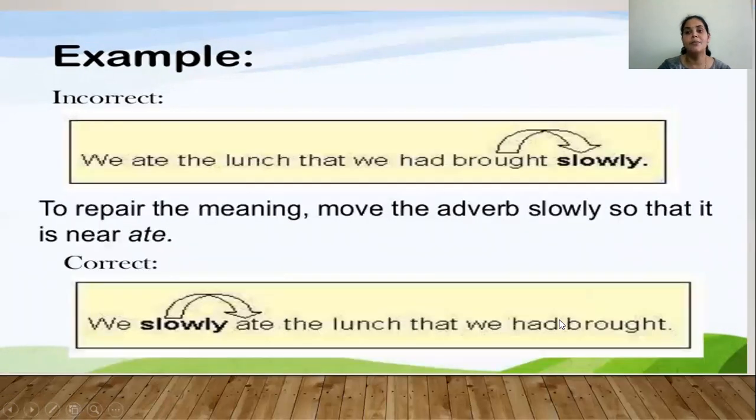The next example talks about the placement of adverbs. We ate the lunch that we had brought slowly. Now here, ate is nothing but the verb. So an adverb should always qualify the verb, isn't it? So "we ate the lunch that we had brought slowly" is wrong. It should be: We slowly ate the lunch that we had brought. See how the adverb has been misplaced.